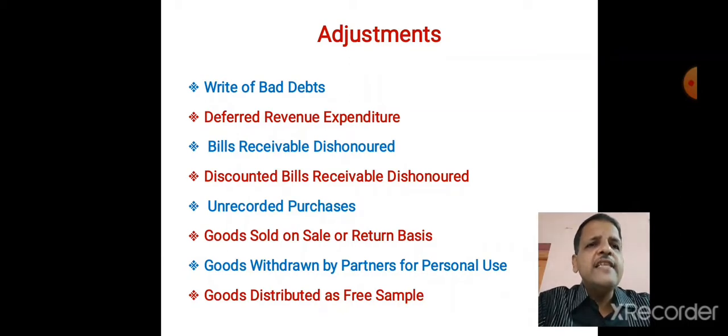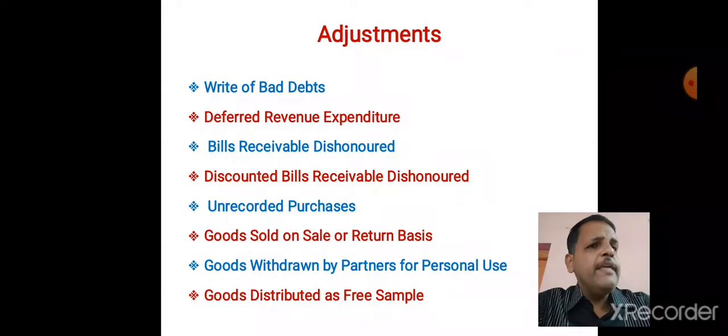Next is bills receivable dishonored. When bills receivable are dishonored, the two effects are: we have to deduct that amount of bills receivable dishonored from bills receivable on the asset side of the balance sheet, and we have to add it to sundry debtors on the balance sheet asset side. Let us see one adjustment: bills receivable dishonored 20,000. What do we have to do? Deduct 20,000 from bills receivable on the asset side and add 20,000 to sundry debtors on the asset side.